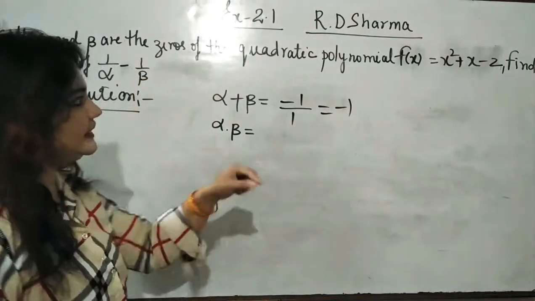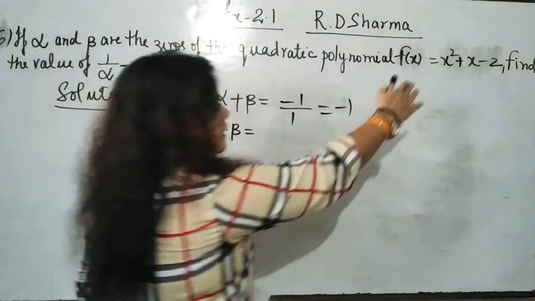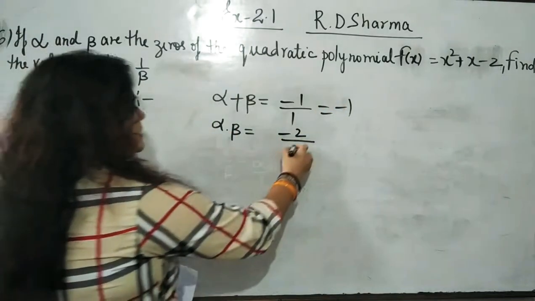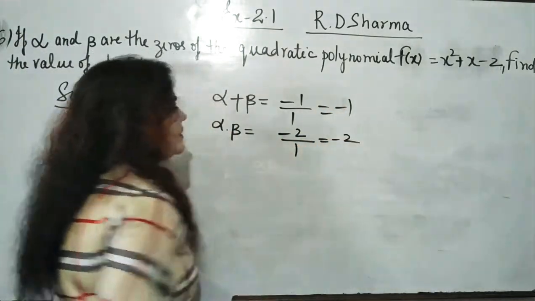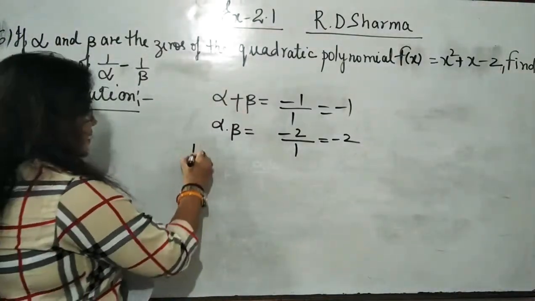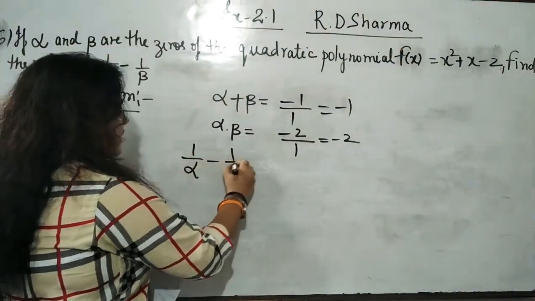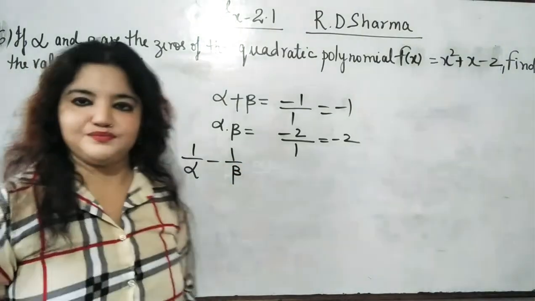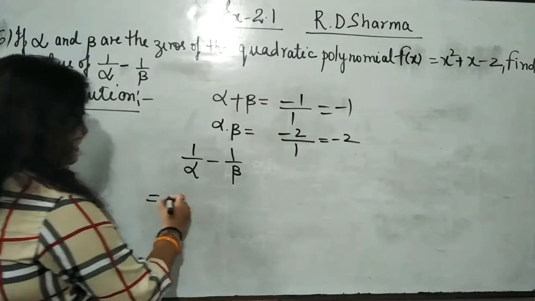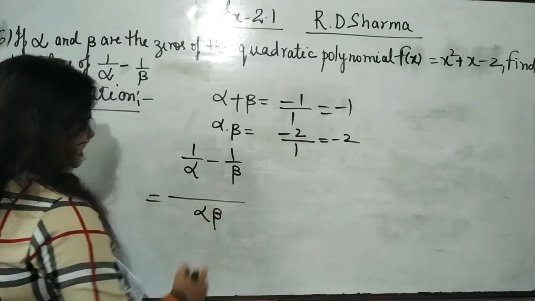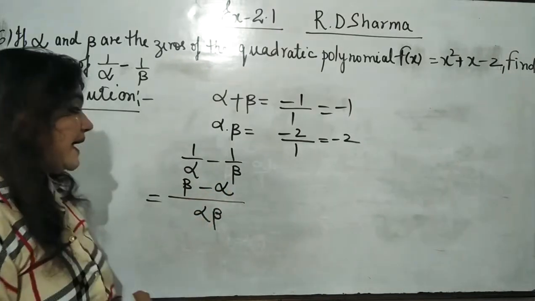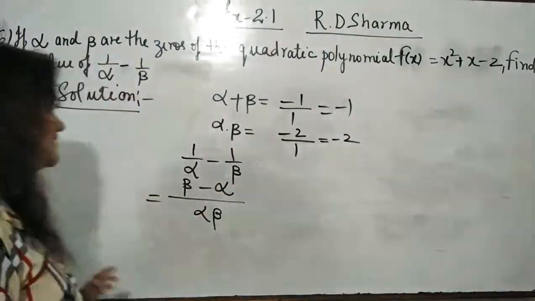And now alpha into beta. That is constant term upon coefficient of x square. Constant term is minus 2 upon coefficient of x square, that is 1. So this is equal to minus 2. And now finally we have to calculate the value of 1 upon alpha minus 1 upon beta. Just take the LCM, alpha beta. Here we will get beta, here we will get alpha. Beta minus alpha.